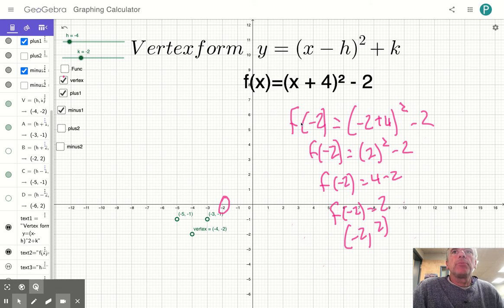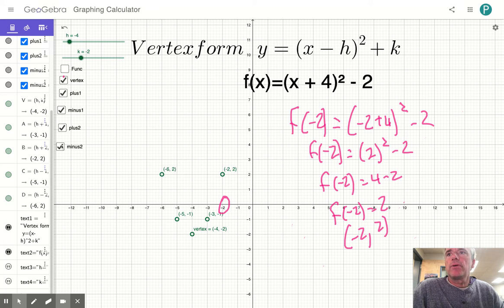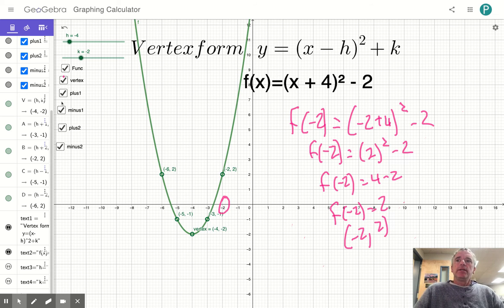All right, so I plugged in -2. -2 plus 4 is +2. Squared is 4. Minus 2 is 2. And so I get the point -2, +2. And then I can mirror that point across the axis of symmetry to -6, +2. And then I can draw my function. And there we go.